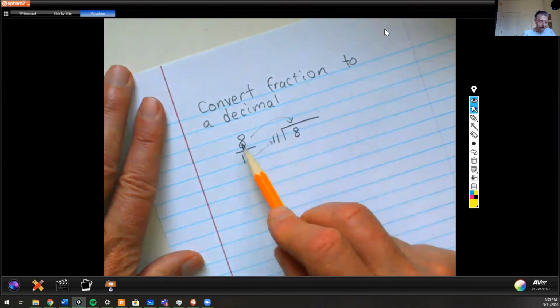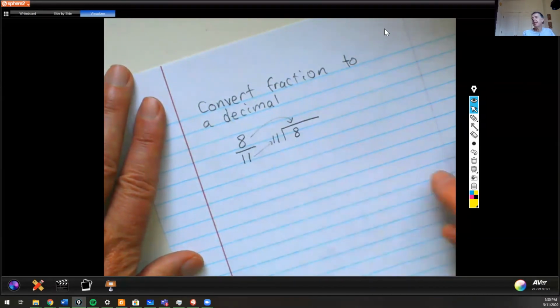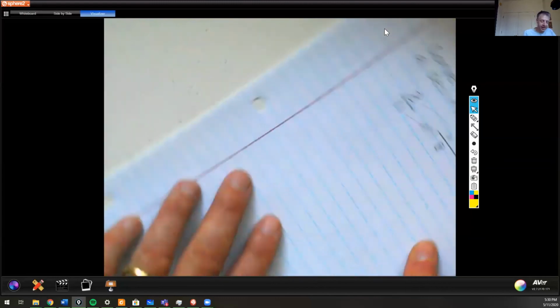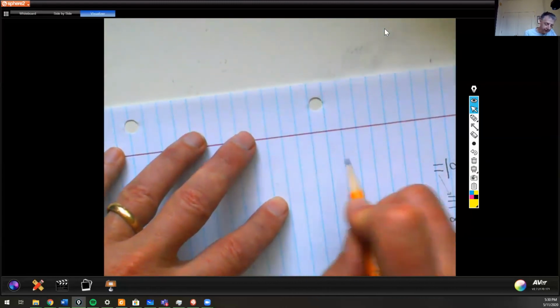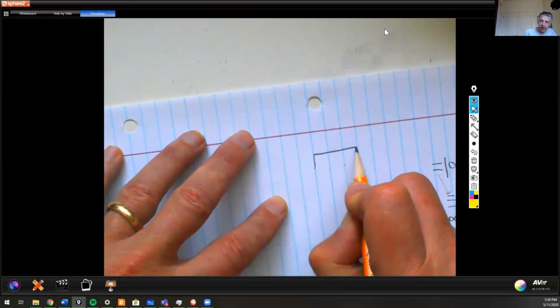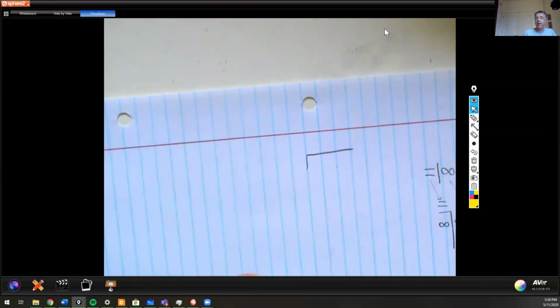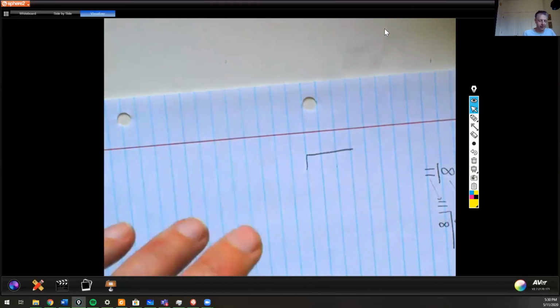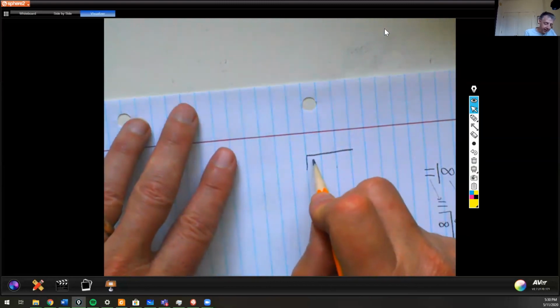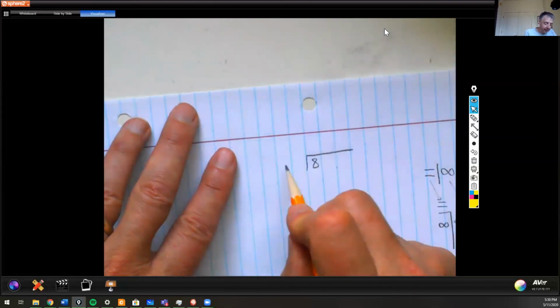My numerator goes inside the dividing box. My denominator comes over to the side to look. Now that I have that set up, I can do it sideways, and I'll start dividing. I want to go until I have no remainder or I get to the thousandth place. I'm going to put my 8 inside the dividing box. My 11 is going to go outside.